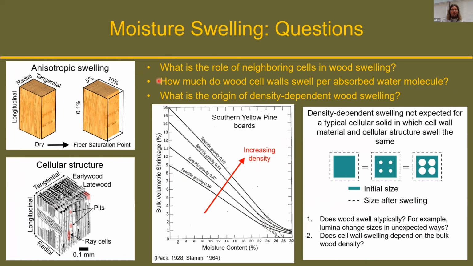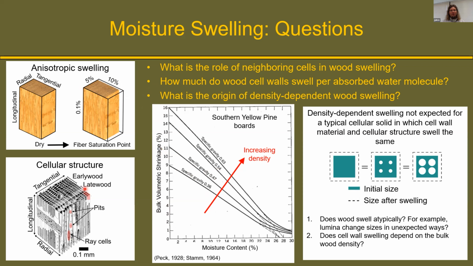Almost all of the work studying wood swelling is done at this bulk level, where you're not actually studying the swelling in the cell wall material itself. And then also, what is the origin of the density dependent wood swelling? It's been well known for over a century that the denser a piece of wood is, the more it actually swells, and there have been a lot of different theories for why that is, but that's still not an answered question. So we're also going to study that.